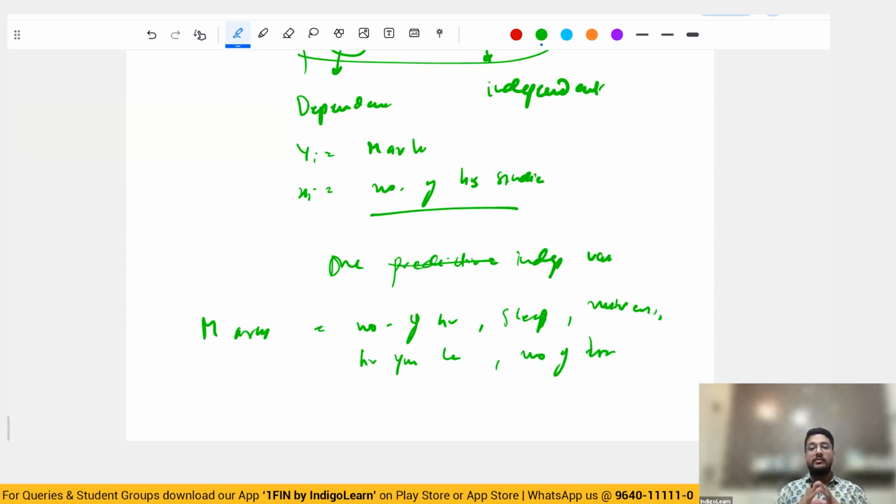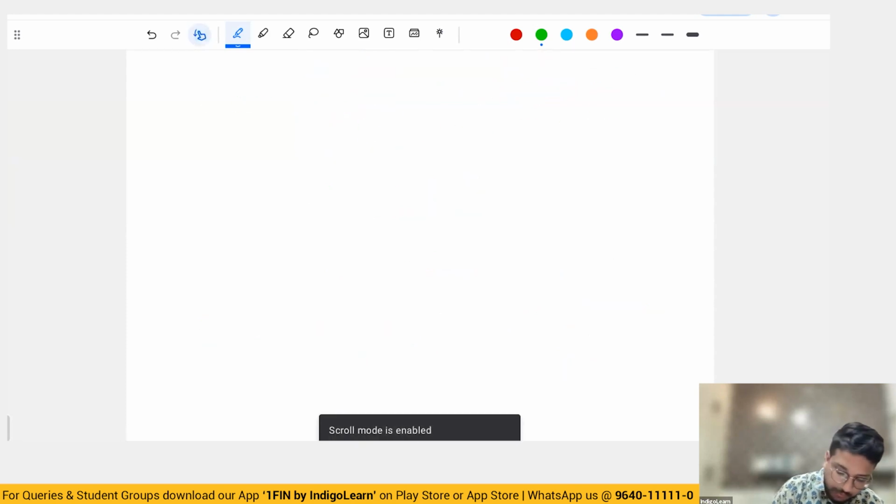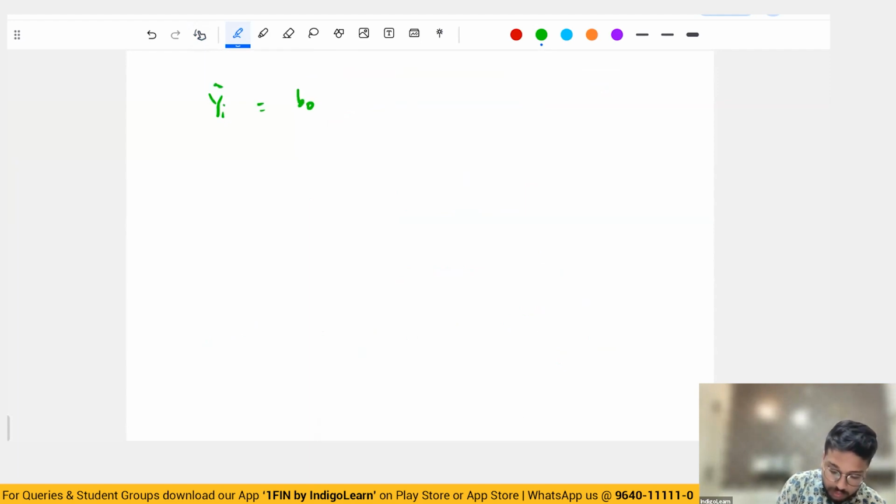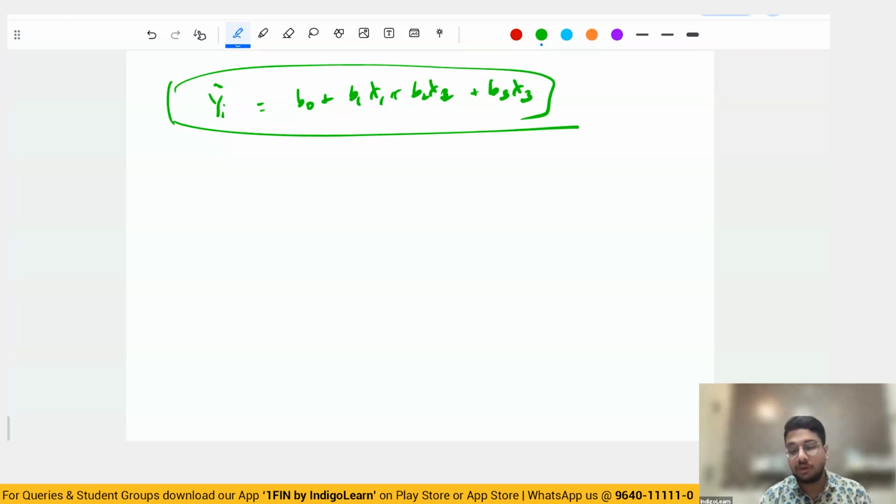So let's say your marks are not dependent on just one variable, but on multiple variables, and using those multiple variables, I'm trying to build a predictive model. Then it becomes a multiple regression model for you: yi equals b0 plus b1 x1 plus b2 x2 plus b3 x3. So this becomes your predictive model. I hope it is clear till now.